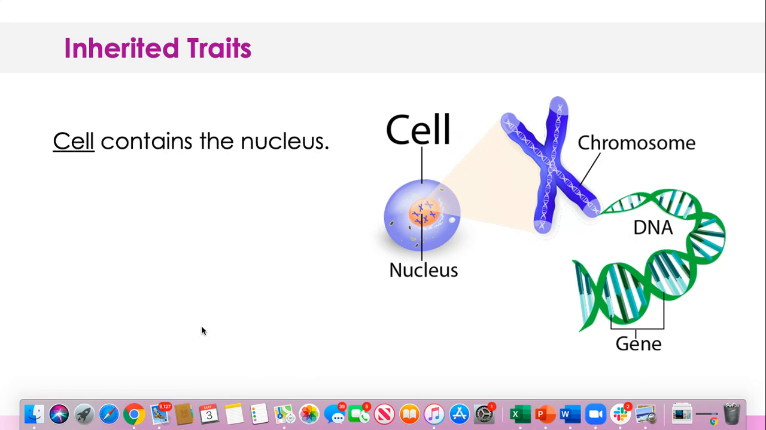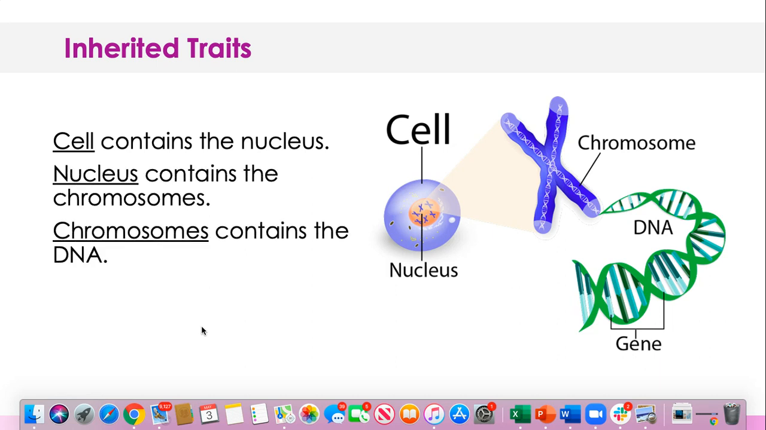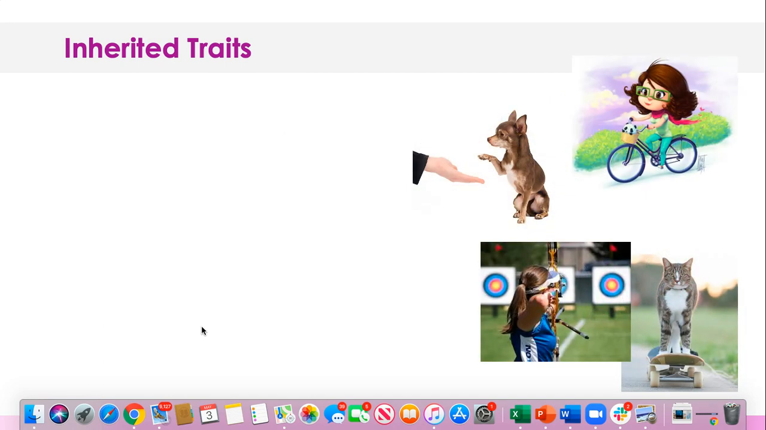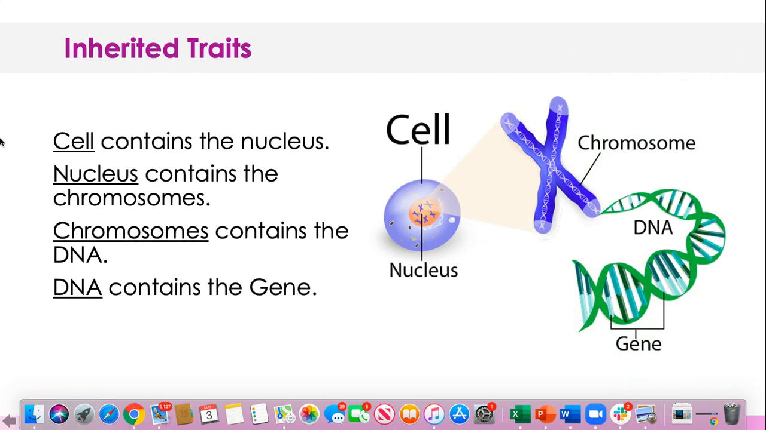So here is a picture of it all together again. Cells contain the nucleus, which contains the chromosomes, which contain the DNA, which contains the gene. I want you to understand that the cell is the largest thing and the gene is the smallest thing. So you're going from the cell being the largest to the gene being the smallest.